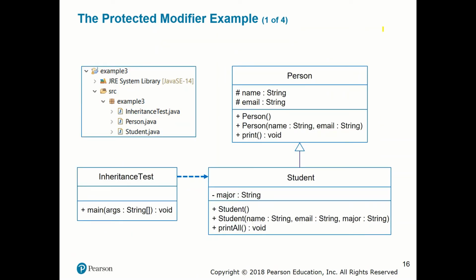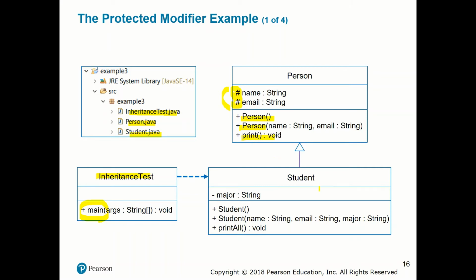Let's see protected modifier example. There are 3 classes. Person is the parent class, student is the child class, and this inheritance test class will have main method. So inheritance test has main method, and person class will have 2 member data. They are declared as protected. This pound symbol means protected access modifier, and 2 constructors, and print method.